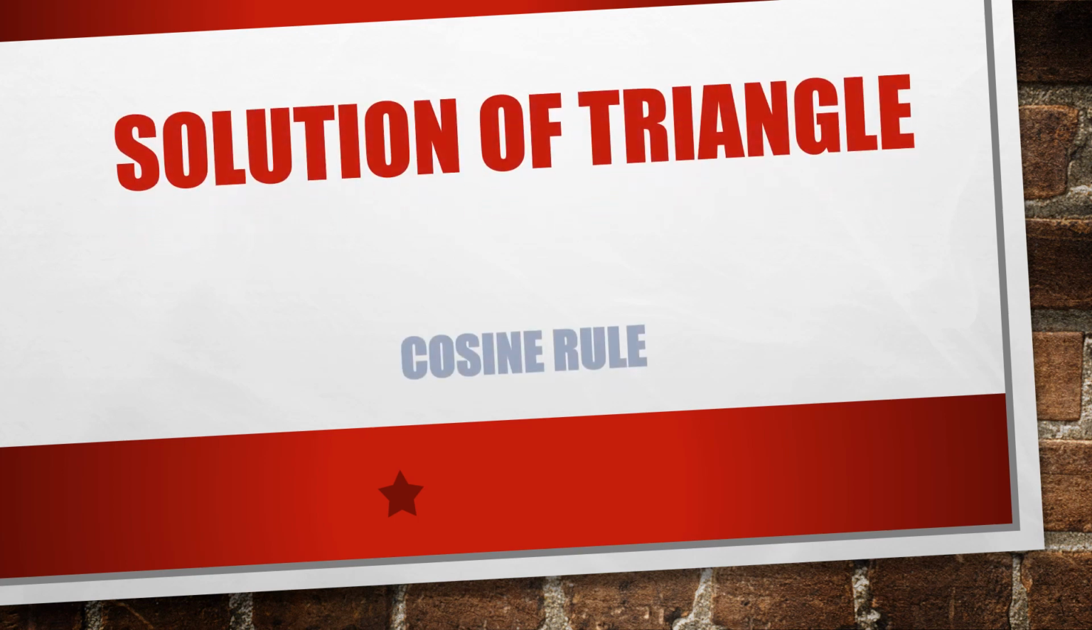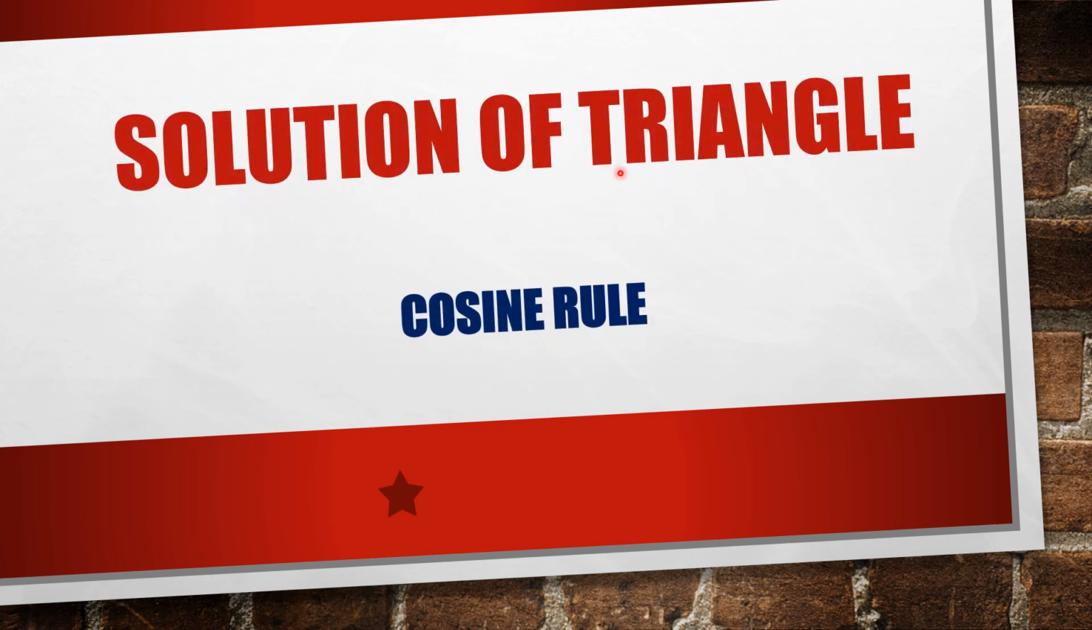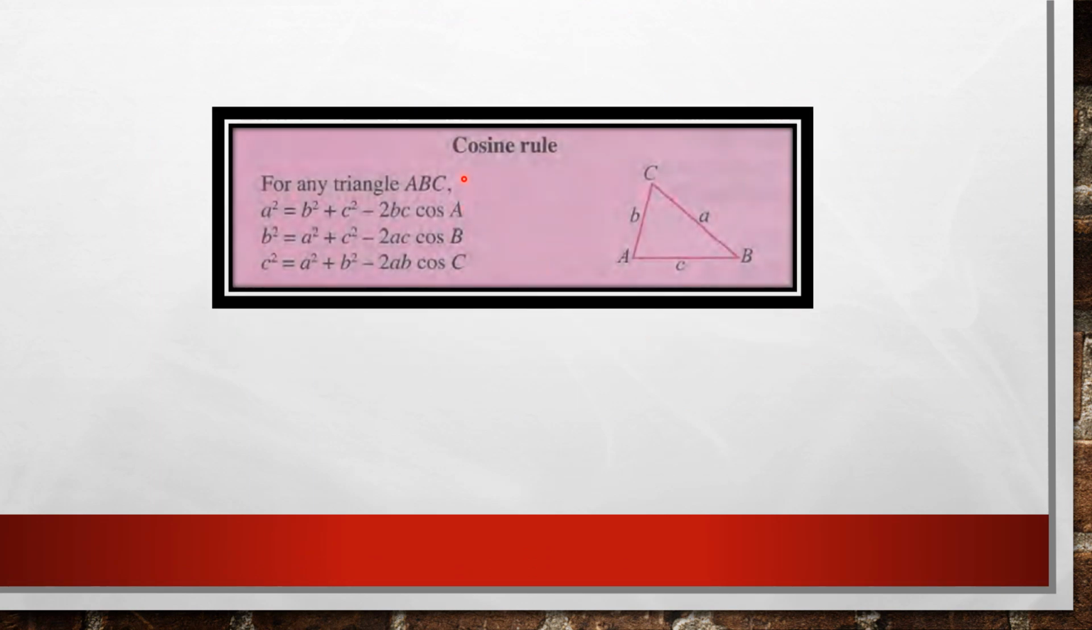Morning. Today we will continue with chapter 10, solution of triangles, and we are going to discuss the cosine rule. So what is the cosine rule? We have triangle ABC here, the same as what you learned in the sine rule. For angle A, the opposite side is a, for angle B, the opposite side is b, and for angle C, the opposite side is c.